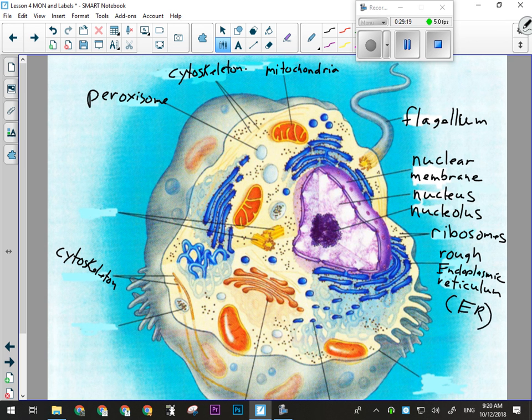The rough ER is always around the nucleus. There's always a lot of it there because when the cell's making proteins, it doesn't want the information to have to go very far. It wants to be able to get that stuff done quickly, and the rough ER transports the proteins that the ribosomes make. Okay? So that's its job, is to transport the proteins that they make.